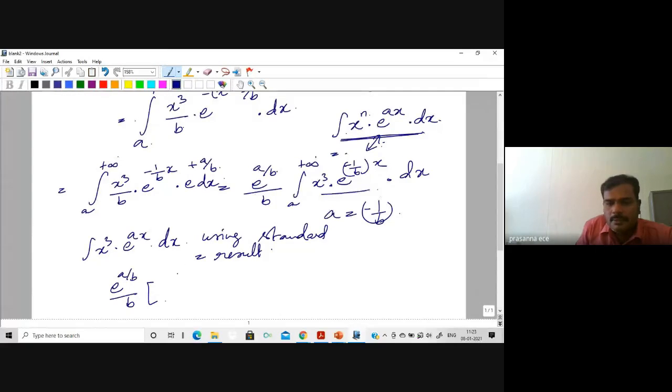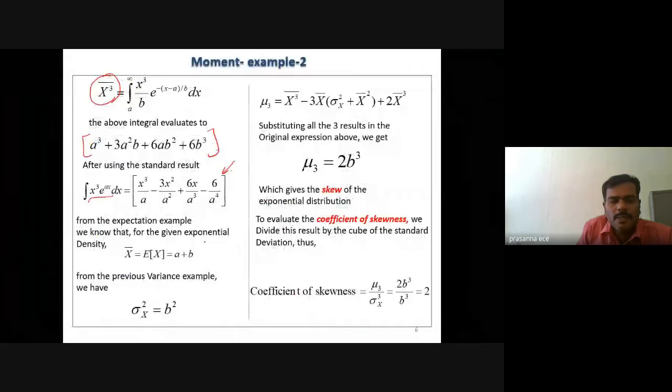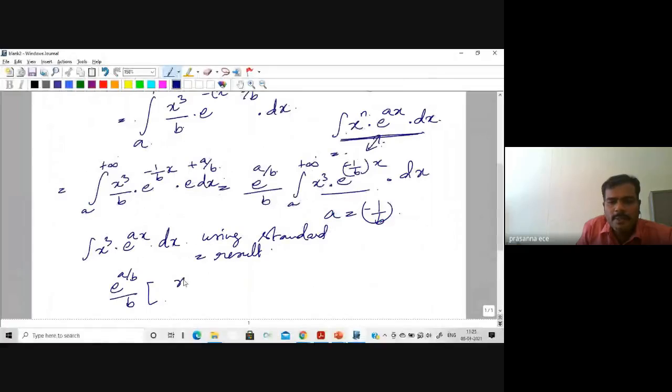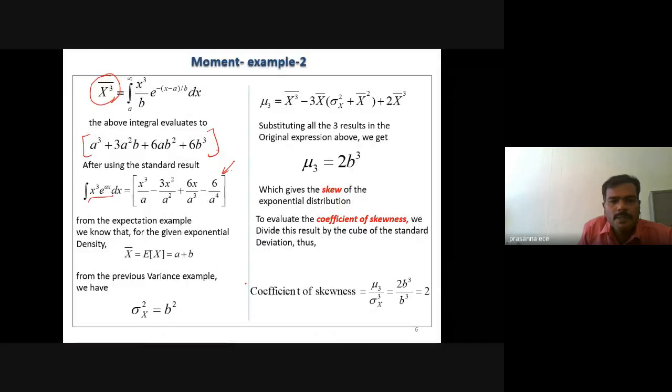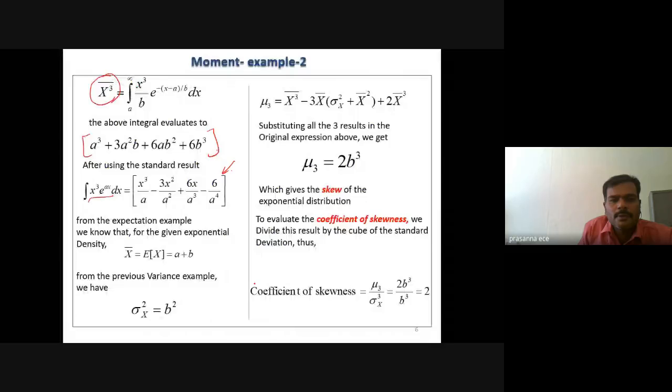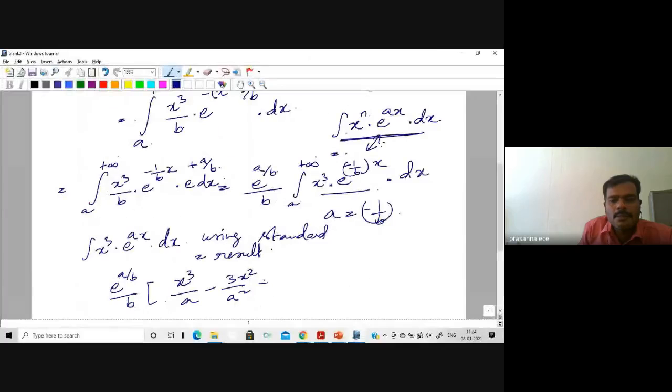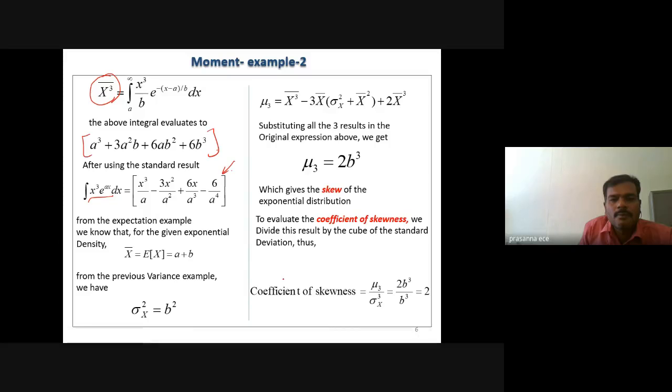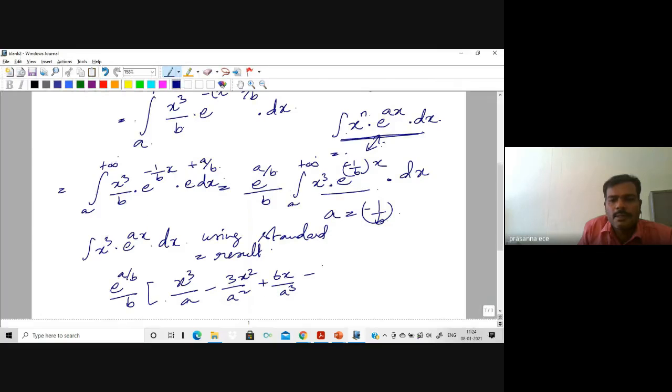So this will come out to be some terms in x. Okay, x cube by a minus 3x square by a square plus 6x by a cube minus 6 divided by a power 4. I'm just giving a rough picture here.